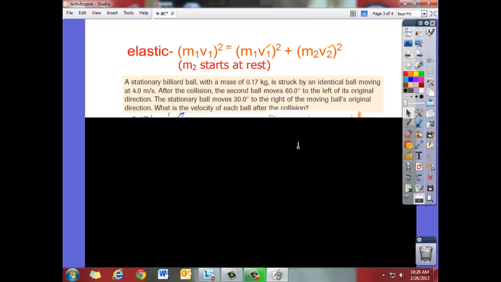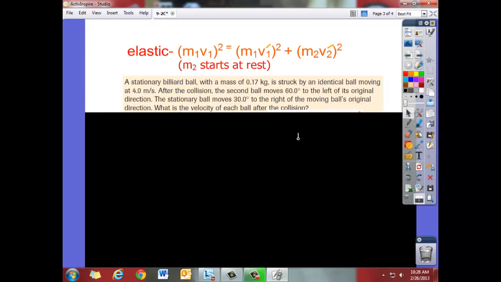Our first example, and these both come from the textbook, is we have a stationary billiard ball, so we're talking about pool. It's struck by an identical ball, which means it has the same mass, and after the collision, one goes 60 degrees to the left and the other one goes 30 degrees to the right. So it's very important that while you will have the initial equation, that you draw the picture.